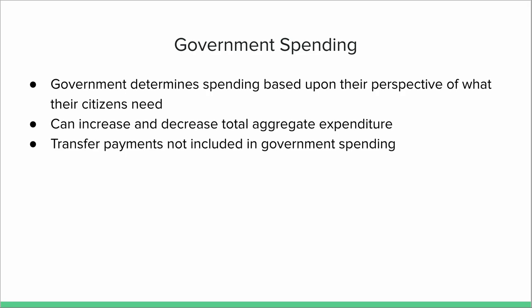Next, we have government spending. So government spending can increase or decrease total aggregate expenditure depending on the government's perspective of what their citizens need. The U.S., for instance, has a different perspective of what their citizens need than what China thinks their citizens need. Government spending does not include transfer payments. Examples of transfer payments include benefits for unemployment and Social Security.